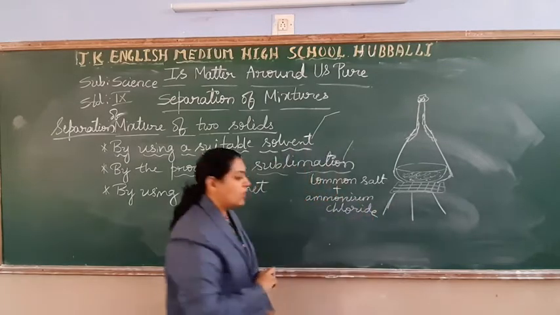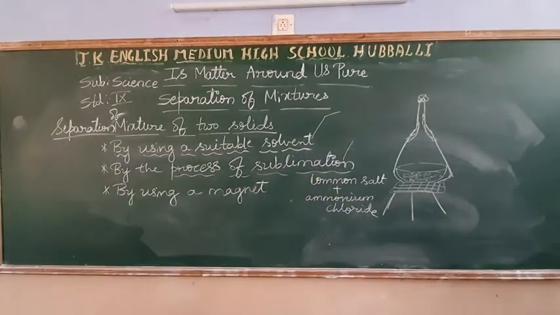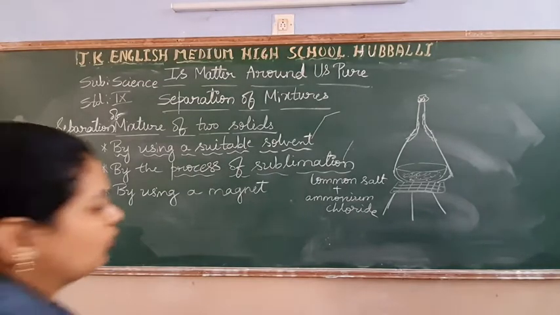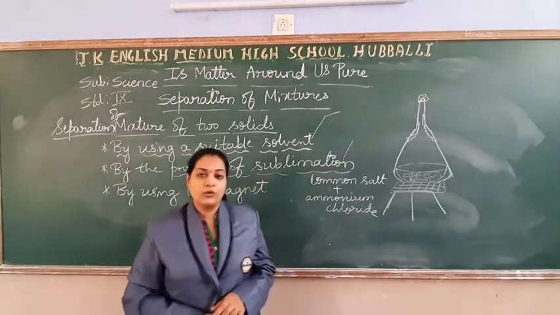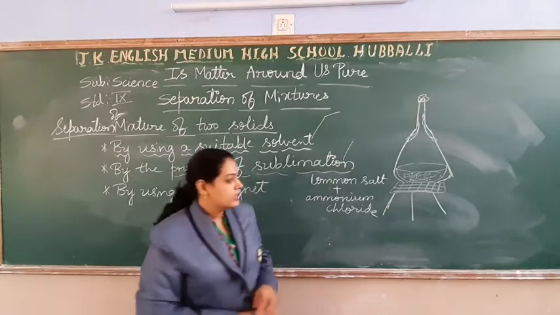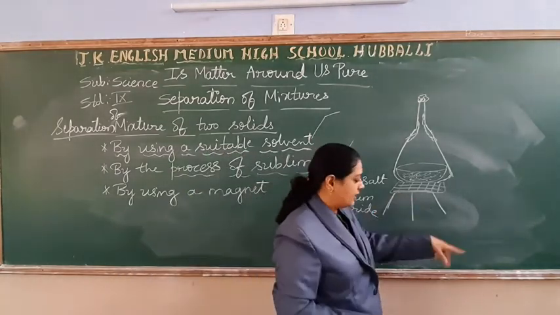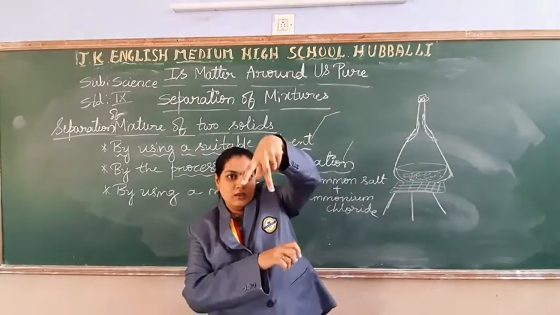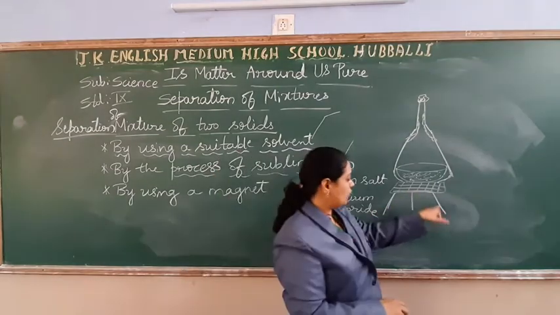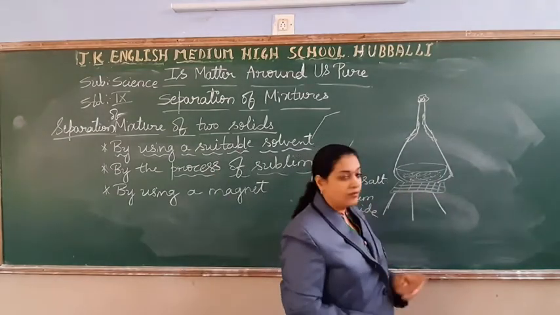Correct? So ammonium chloride is one of the good sublimates. So what we are going to do? We are going to undergo the process of sublimation. So take one tripod stand, students. On that I have kept the wire gauze.